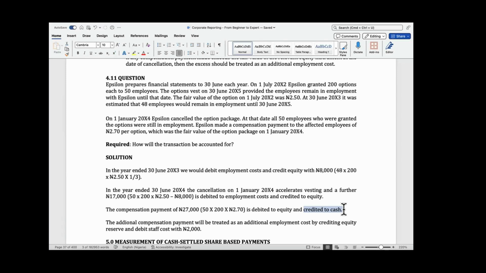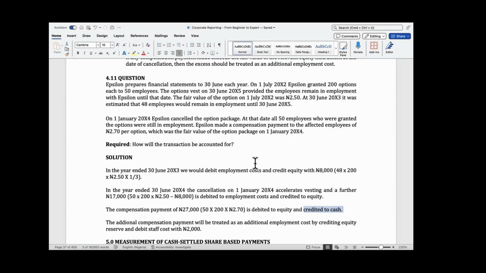Just to close the equity account, because equity cannot be negative. Credit equity and debit staff cost. Transfer it to staff cost. So it becomes an additional cost to the company in the amount of 2,000 naira. And that is it. It's no more than that.